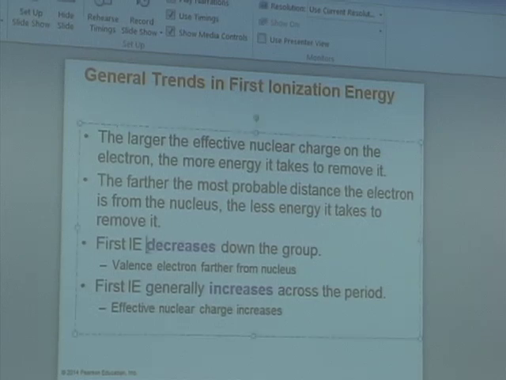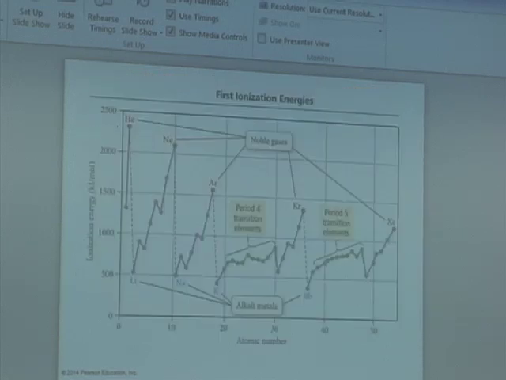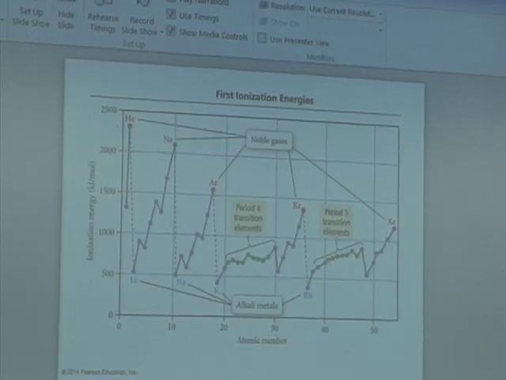So what's the first ionization energy trend? It decreases down the group. So you see lithium, sodium, potassium, rubidium decreases down the group. You see helium, neon, argon, krypton, xenon, right? Decreases down the group.